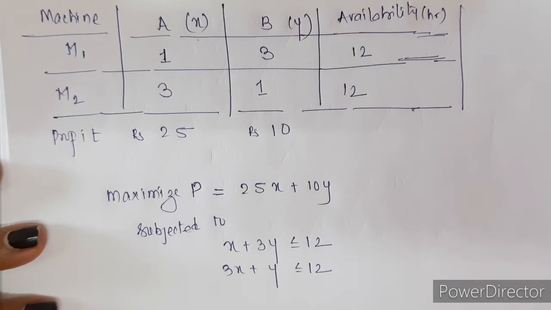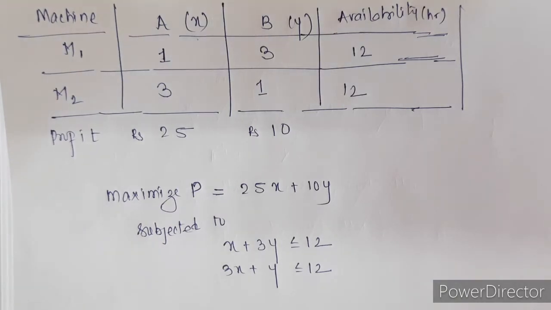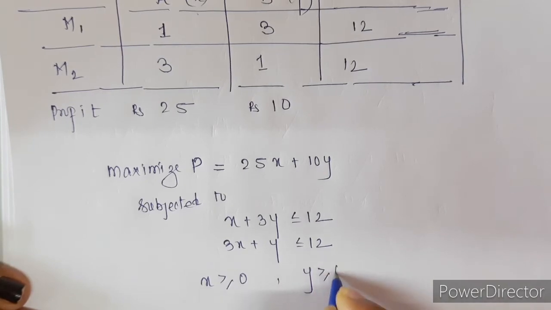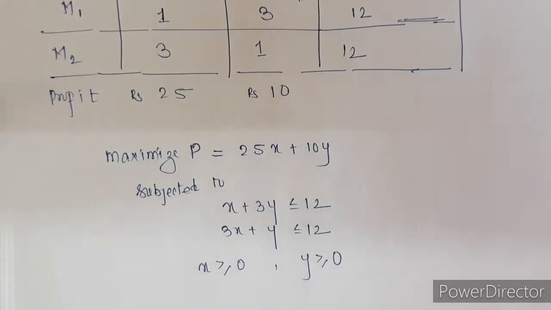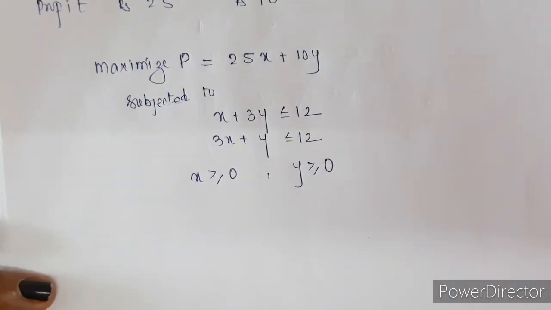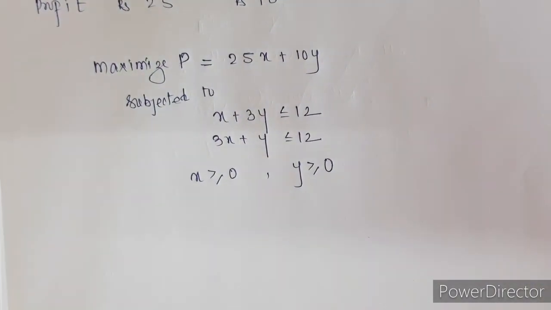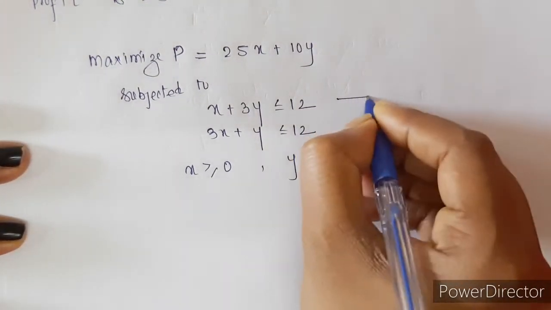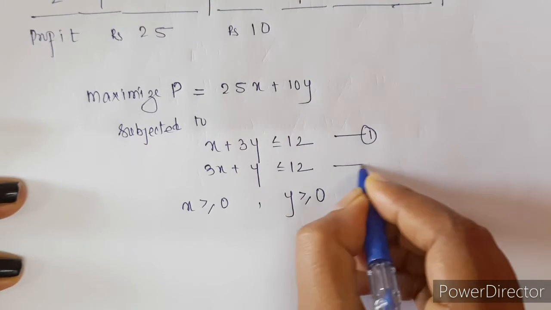Now x is the number of items of A, and y is the number of items of B. So x has to be greater than or equal to 0 and y has to be greater than or equal to 0. Okay, so we got our model. Now the second thing is we have to plot the graph. For plotting the graph, we have to find values of x and y.